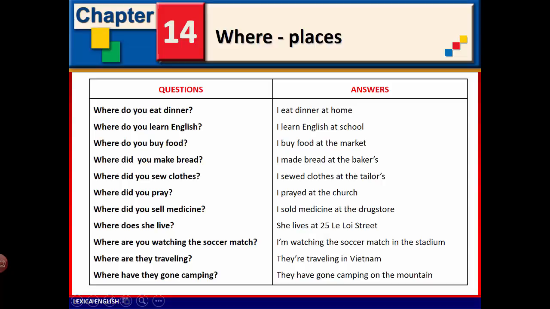Where are they traveling? They're traveling in Vietnam. Where have they gone camping? They have gone camping on a mountain.